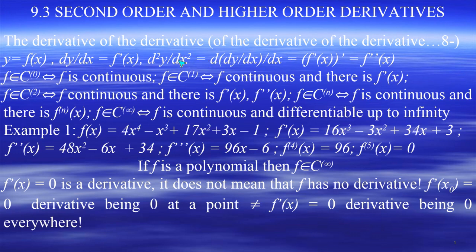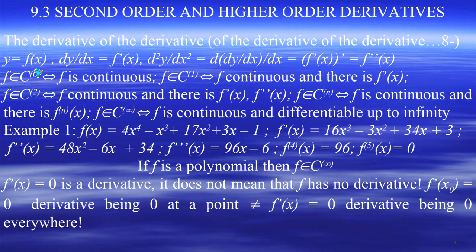So in open form, it is d of dy over dx by dx, the second derivative. In Lagrange notation, it is f prime of x prime again, so f double prime of x. It is shown like this. For the third derivative, you can put three apostrophes here, and then you have f triple prime x. But after the fourth derivative, you use a small number over there.